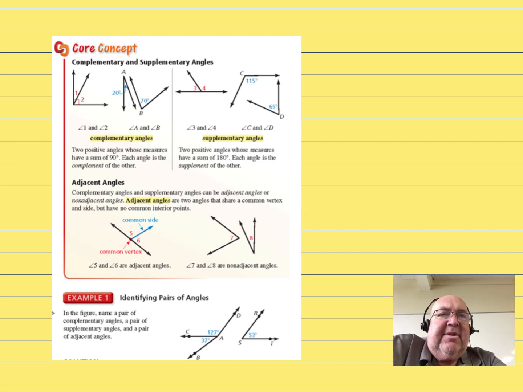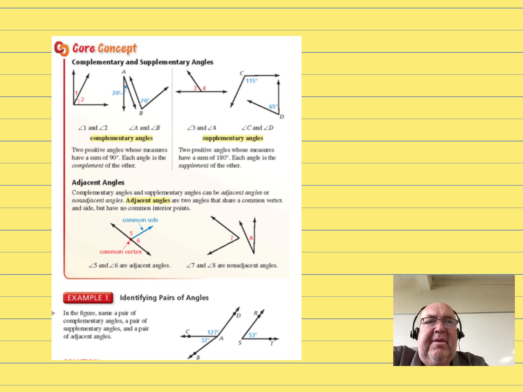This is the last of our assignments and units in Chapter 1. We're going to start off with a couple of quick definitions. Complementary angles are angles that add up to 90 degrees. Supplementary angles are angles that add up to 180 degrees.